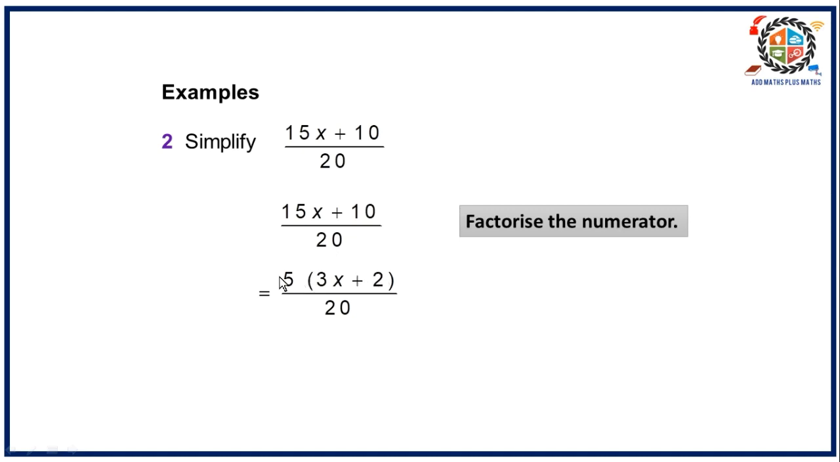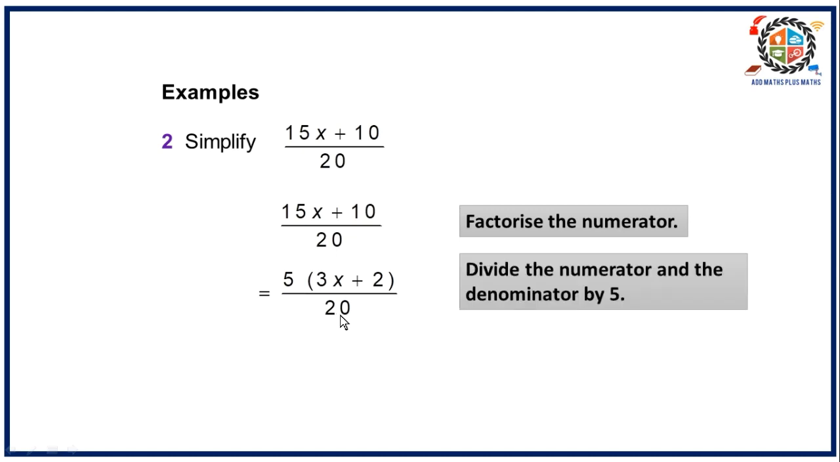Now I'll divide both 5 and 20 by 5. If I divide this by 5, this will become 1. This will become 4. So it will just become 3x plus 2 divided by 4. So this is the answer. This 3x plus 2 over 4 is the simplified version of 15x plus 10 divided by 20.